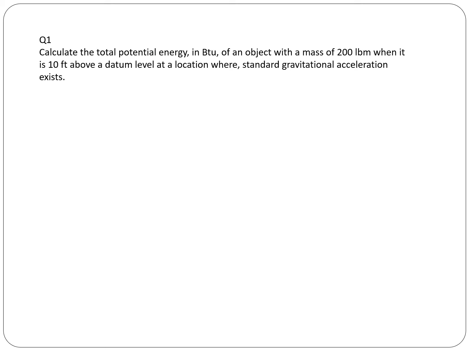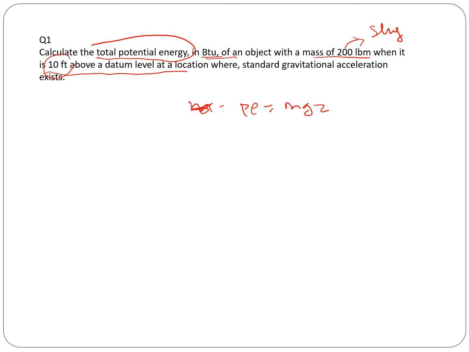For instance, here, calculate the total potential energy in BTU of an object with a mass of 200 pounds when it is 10 feet above the datum line. So you need to find the potential energy in BTU. So potential energy is mgz, right? Again, convert everything to basic units. For instance, convert the mass to slug by dividing by 32.2. 10 feet is already in basic unit, and then multiply by 32.2. So your answer would be in foot pound force. Now again, use the unit conversion table to convert this to BTU and get your answer.